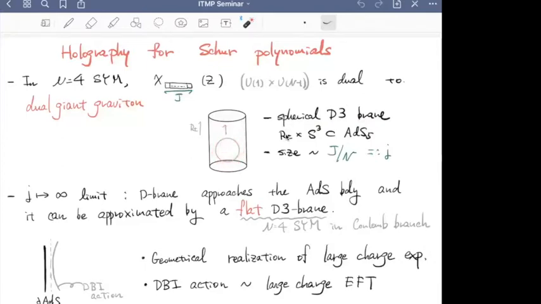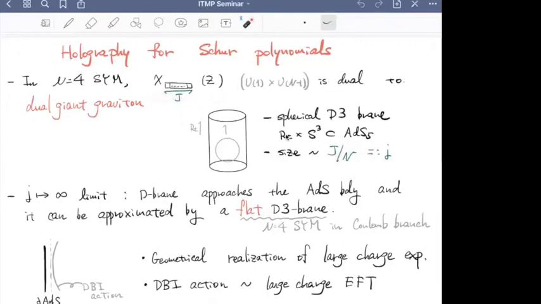And the size of this D brane is known to be given by J over N, where J is the charge of the operator and N is the rank of the gauge group. So this is the holographic description of this operator.